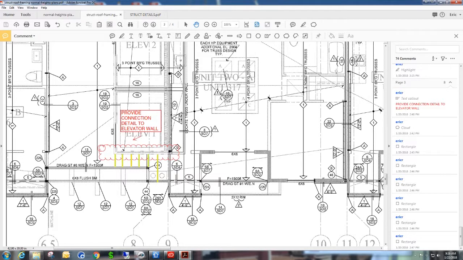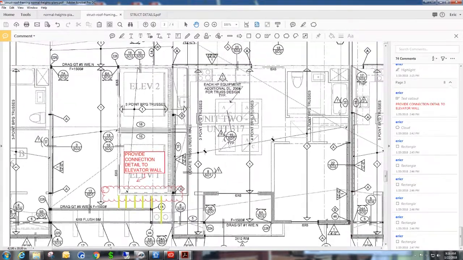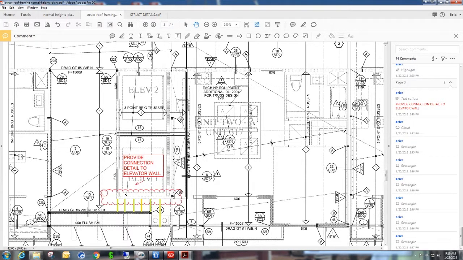Here at the elevator wall, these trusses hang into, or not really sure, there needs to be a detail for what these connections are for these trusses. That's at the front of the elevator. Plus I need to know what these wall heights are, and I need a cut section that is showing what the truss is going to look like.